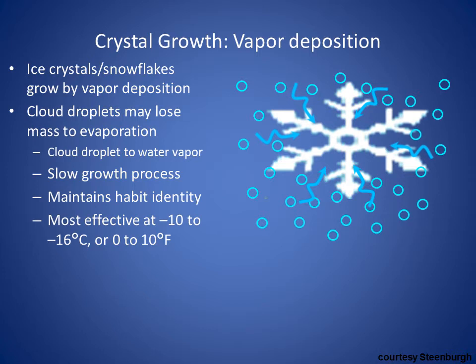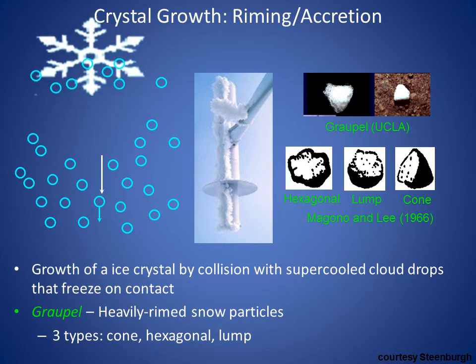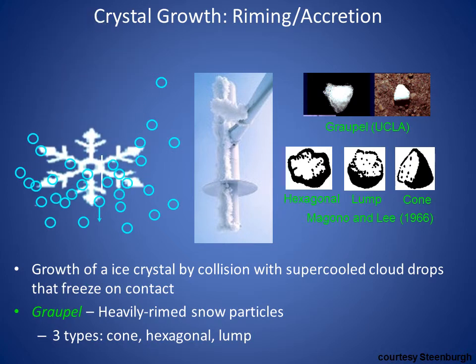Vapor deposition is a slow growth process. It maintains habit identity. For example, a dendrite will still look like a dendrite as it grows. The next way ice crystals can grow is through riming. Riming, or accretion, is when ice crystals grow by colliding with supercooled cloud droplets and they freeze on contact.